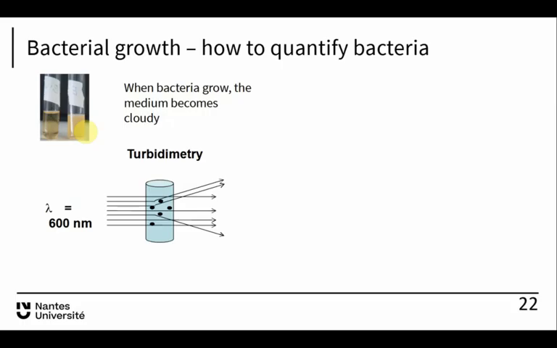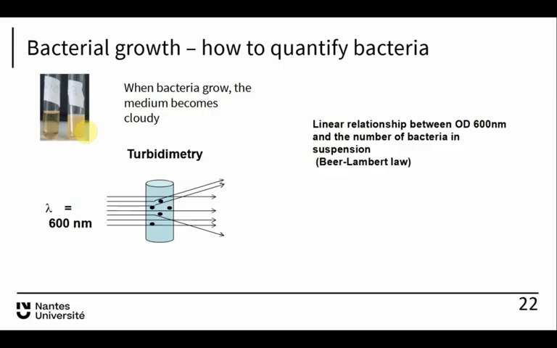And this will be measured by the spectrophotometer as an optical density. So if you measure the OD, the optical density, at 600 nanometers, there's a linear relationship between that OD 600 and the number of bacteria in the suspension. That's just an application of the Beer-Lambert law. So that means your OD 600 is equal to the number of bacteria multiplied by some kind of constant. In biochemistry, if you've got a compound that absorbs light at a particular wavelength, what do you call this constant?